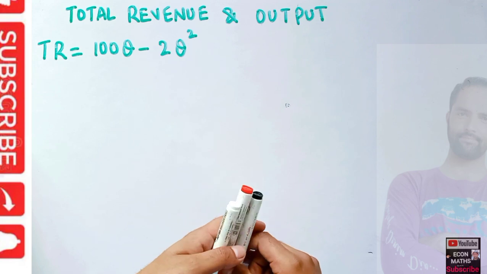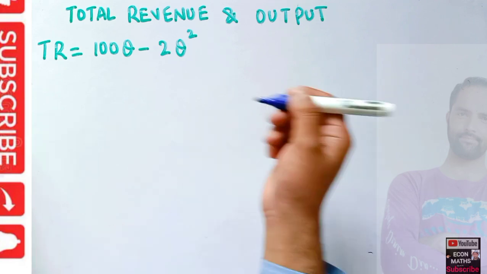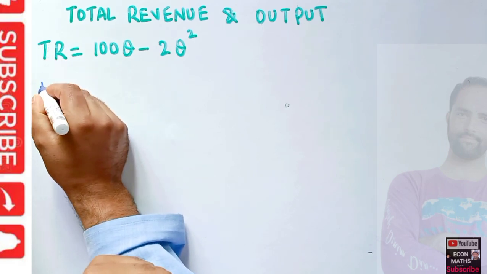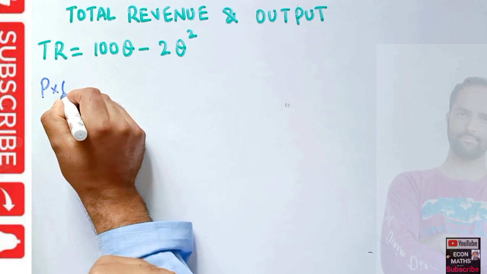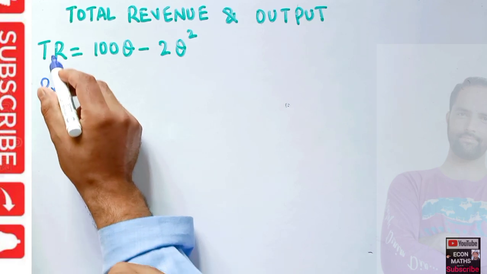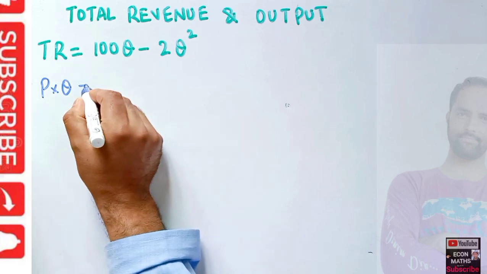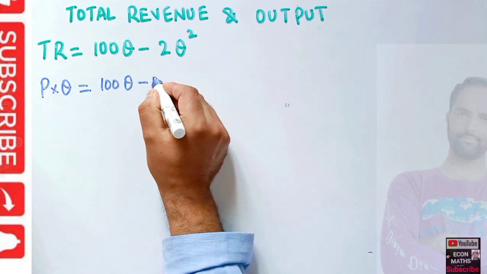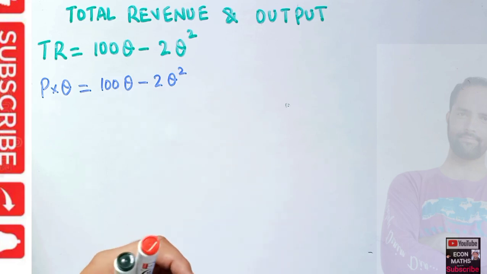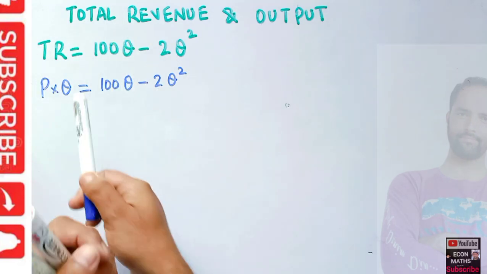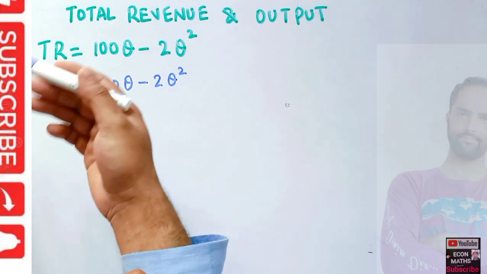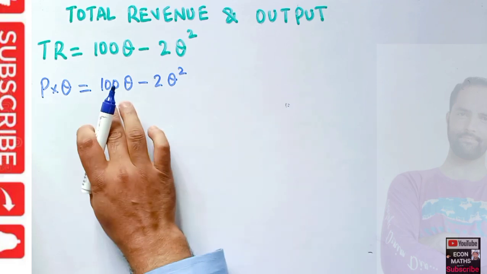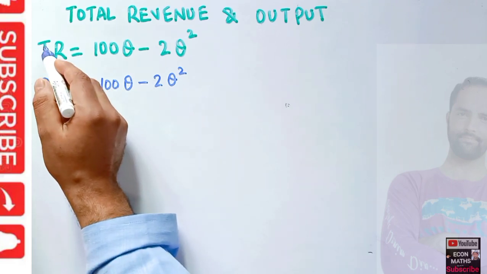First, let us see what exactly is meant by total revenue. Total revenue is simply the price times output. Price times output produced gives us the total revenue, which will be equal to 100Q - 2Q². To derive the relationship between total revenue and output, and why the total revenue changes when output changes, first we need to find out the demand function. That's why I have written price into output here in place of total revenue.